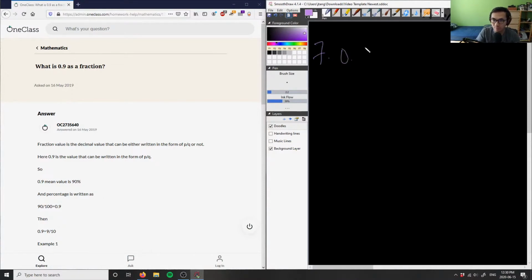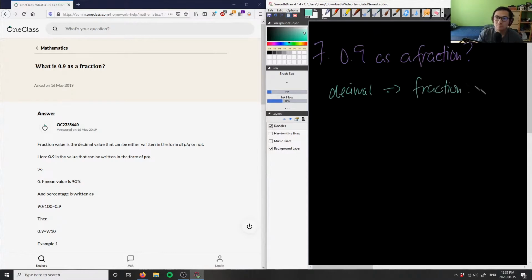It's asking 0.9 as a fraction. So again, we're converting from a decimal to a fraction, right? So what we can do here is I have 0.9. And as you can see, the whole part is 0, so I don't care about it. But I care about this part here, because this 9 is in the tenths digit.